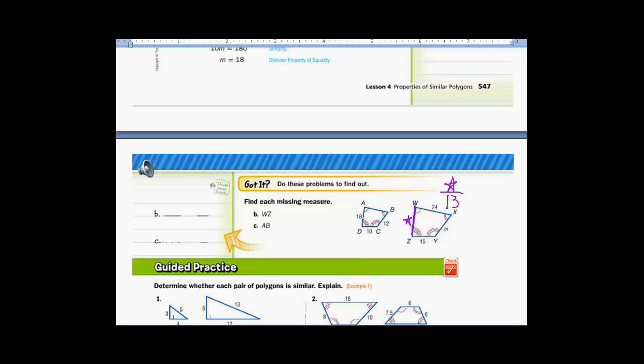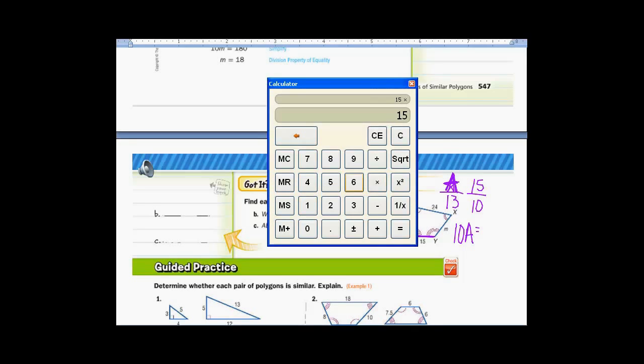So I went bigger shape to smaller shape. So I've got these two right here. Let's look for bigger shape to smaller shape. All right, since I'm going to be using that, let's change that star. Let's just make that a big A. All right, so using cross products, I've got 10A. You can call it 10 star if you wish. And then I've got 15 times 13, which is 195.